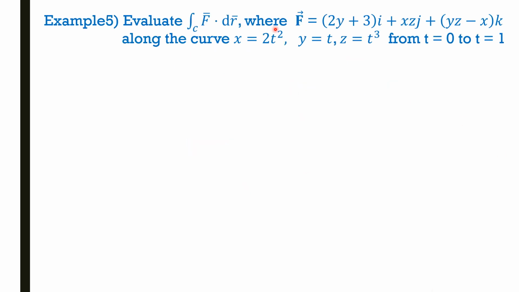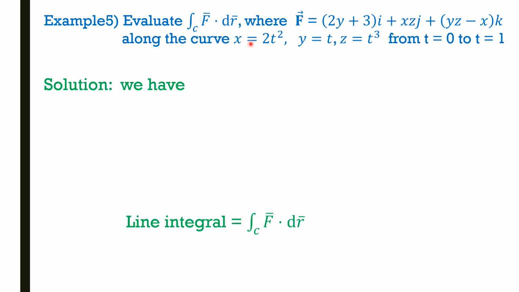Evaluate this line integral where f bar is given (2y plus 3)i plus xzj plus (yz minus x)k along the curve x is equal to 2t square, y equal to t, and z is equal to t cube from t is equal to 0 to 1. Okay, so sometimes same conditions are given but the f bar is different. F bar is same but the conditions are different.